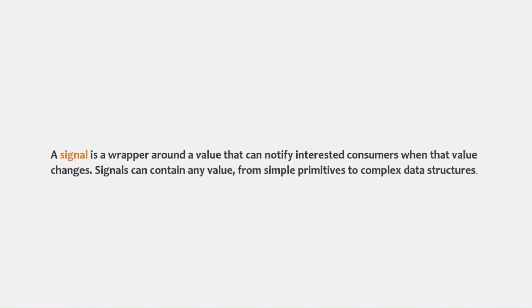By definition, a signal is a wrapper around a value that can notify interested consumers when the value changes. A signal can contain any value. It can contain simple primitive values, or it can also contain complex data structures like arrays or objects. Now don't worry if this definition does not make any sense right now. You will understand this when we start creating and using signals in our Angular application. But before that, let's try to understand why Angular introduced this signal feature.